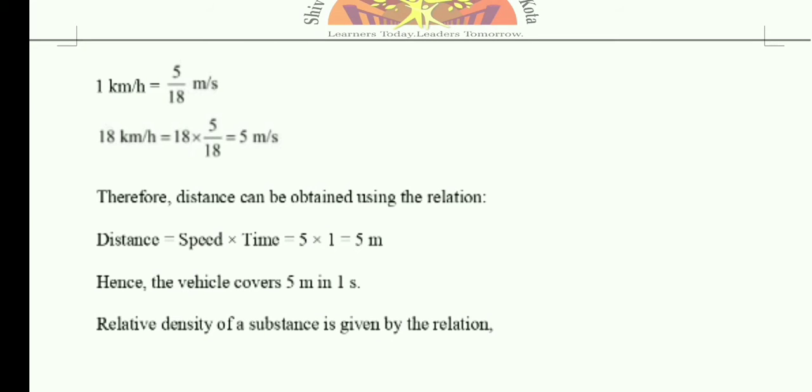Now the third part of the question. As we already know, 1 kilometer per hour equals 5 upon 18 meter per second. So 18 kilometer per hour equals 18 into 5 upon 18 meter per second, which after simplifying is 5 meter per second. Therefore, the distance can be obtained using the relationship distance equals speed into time. The time is 1 second and speed is 5 meter per second. So distance will be 5 into 1, that is 5 meter. Hence the vehicle covers 5 meter in 1 second.